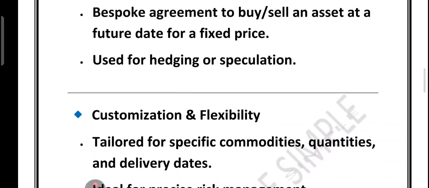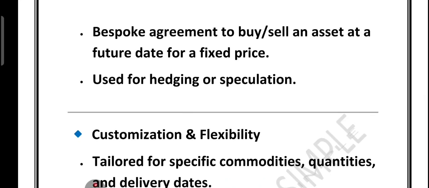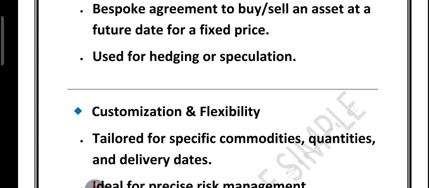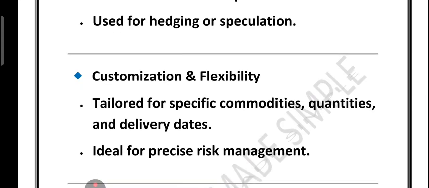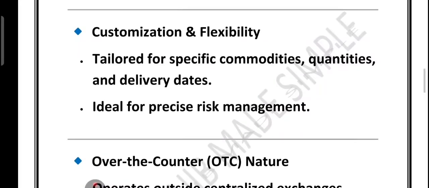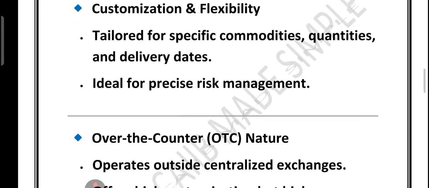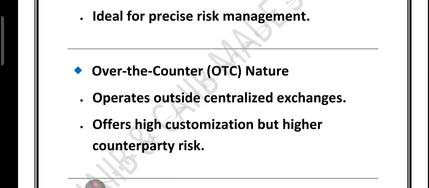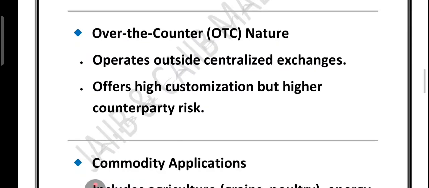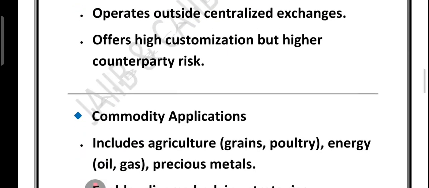So in simple terms, a forward contract lets you lock a price today for a transaction in the future. Remember, a forward contract is an agreement to buy or sell at a fixed future price. The purpose is hedging, meaning reducing the risk, or speculation, meaning profit from the price move. Remember these two words: customizability and flexibility. These two are very important. It is tailored for specific commodities, with an over-the-counter nature, which means it operates outside the centralized exchange.